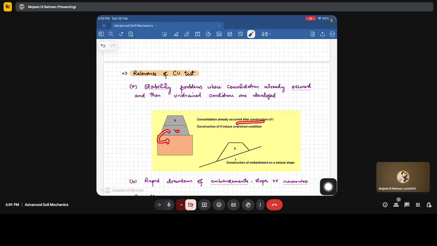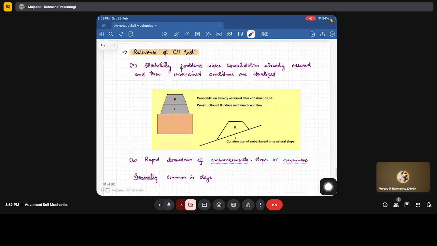So whatever construction we have done in stage one, the soil has got consolidated at that pressure. Now whatever additional pressure comes will cause undrained conditions. Also, the CU test has relevance in rapid drawdown of embankment slopes or reservoirs, where due to the rapid drawdown there will be a change in effective stresses, and due to these there will be generation of undrained conditions. Fine. Now you have seen the relevance of the CU test.